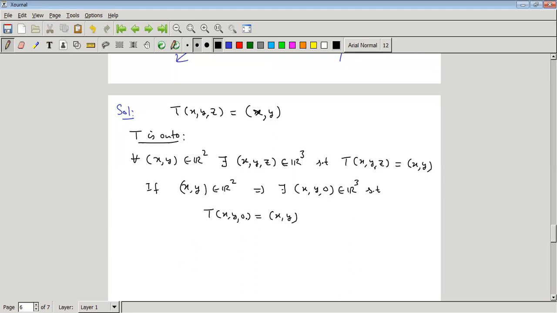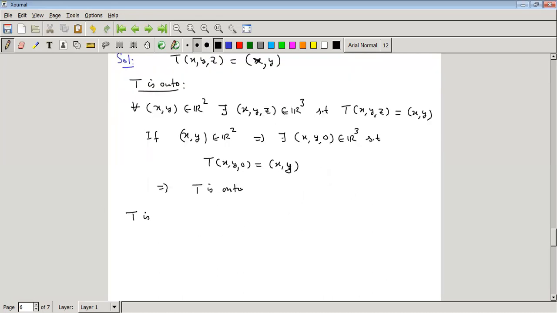Can you tell me one more point whose image is (x, y)? Yes, there exists (x, y, 1) in R3 such that P(x, y, 1) is also equal to (x, y). Yes, it is. You give me any point in R2, there exists at least one point in R3 whose image is (x, y). So T is onto. This implies that T is onto.